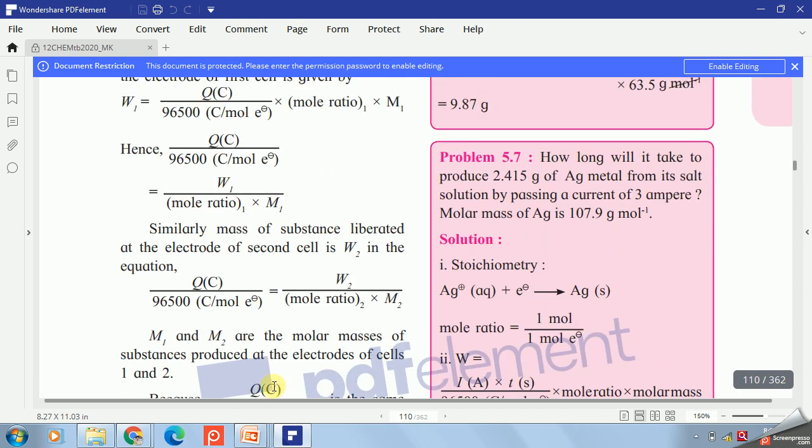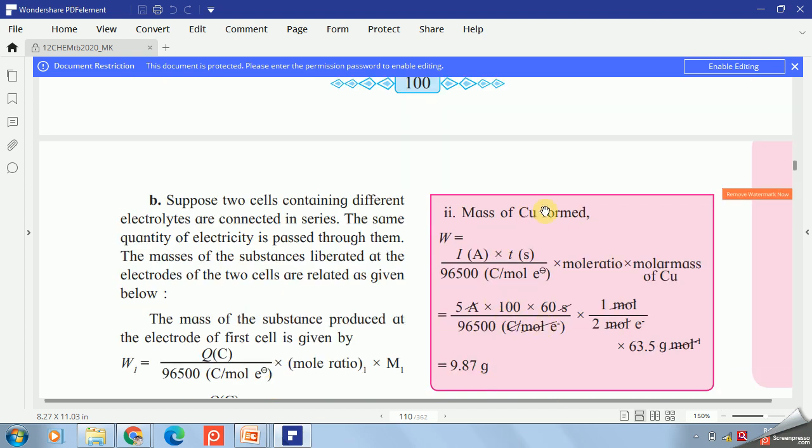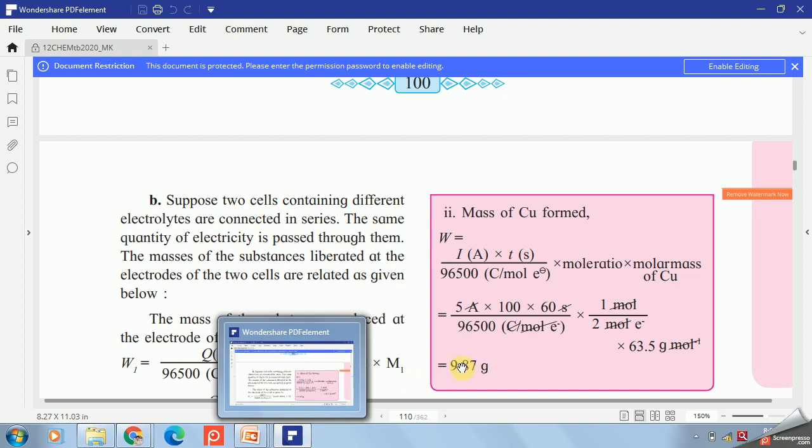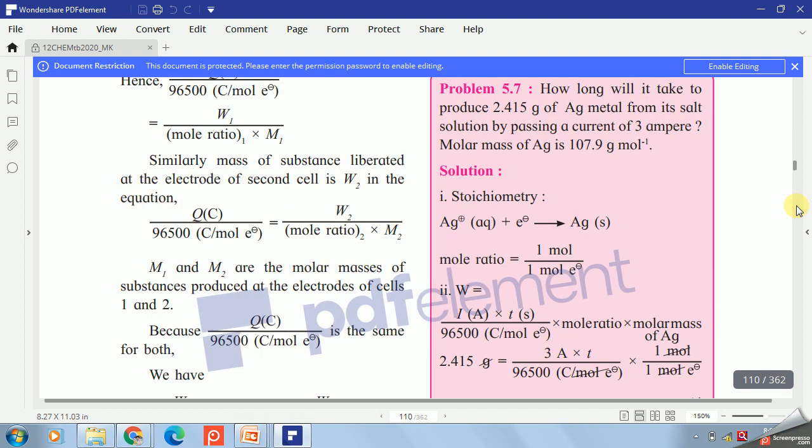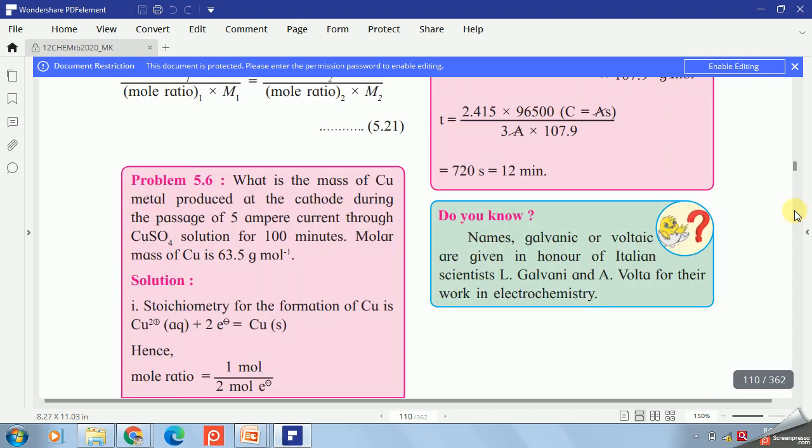So what is the solution? The mass of Cu formed, W, is equal to I in ampere into time in second divided by 96,500 coulomb per mole of electron, into the mole ratio, into the molar mass of Cu. The mole ratio is: we prepare 1 mole of Cu, and for that purpose 2 electrons are gained. So here the mole ratio is 1 by 2, because 1 mole of copper is produced and for that purpose 2 moles of electrons are required. The mole ratio is 1 by 2.